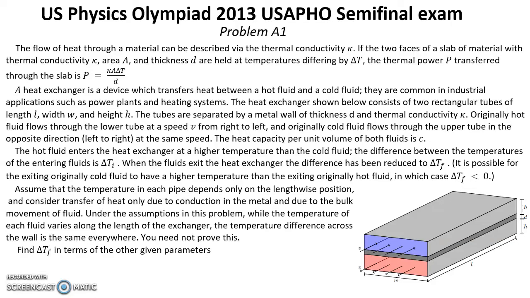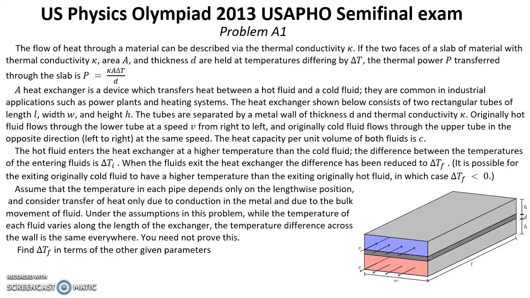Problem A1. The flow of heat through a material can be described via the thermal conductivity K. If the two faces of a slab of material with the thermal conductivity K, area A, and the thickness D are held at a temperature differing by delta T, the thermal power P transferred through the slab is P equals K A delta T over D.